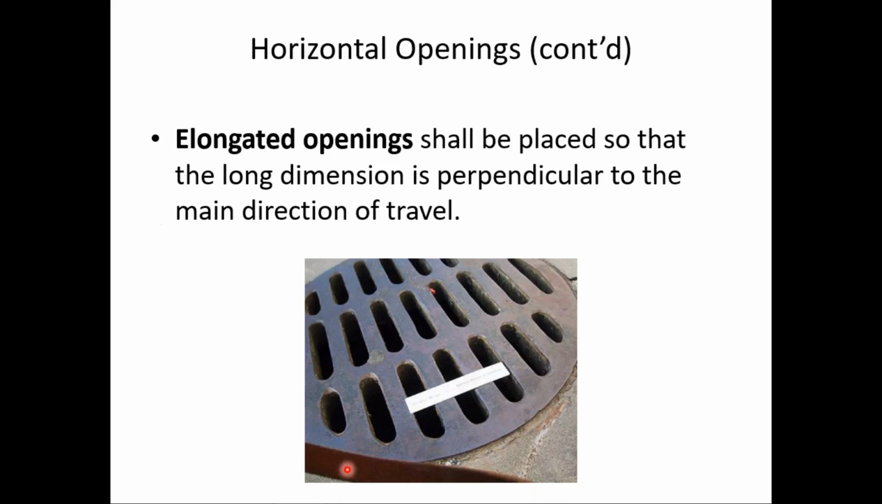Also, with elongated openings like you see with this grate here, you could place them so that the long dimension is perpendicular to the main direction of travel. But I think you can see, regardless of how it's placed, even if someone's crutch tip or cane tip doesn't drop through that opening, the bearing and stability of that assistive device is affected by the grating.